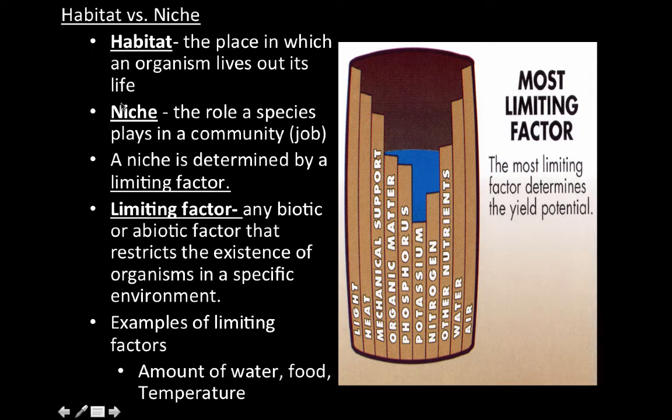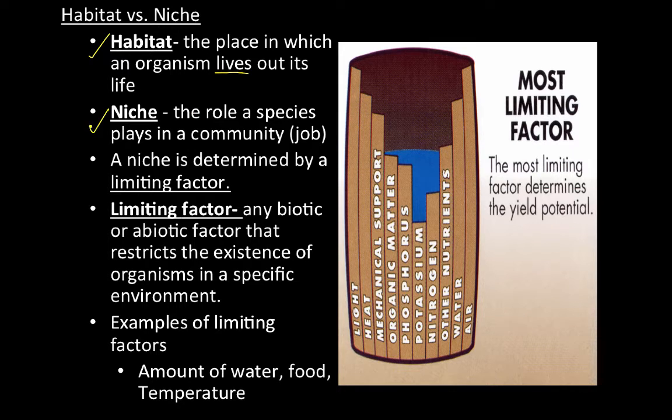Some important terms here. They all popped up at once, so we'll go through them individually. The habitat. The habitat's really important. This is a place in which an organism lives out its life. Some people refer to it simply as the organism's address, like where does it hang out in the ecosystem in particular, where's its special place.